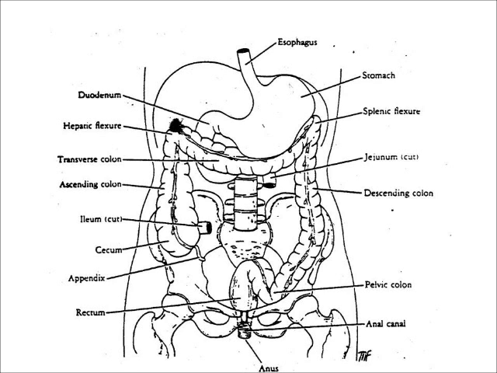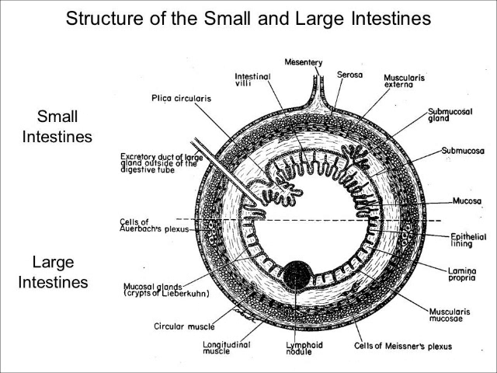This figure shows the structure of both the small and the large intestines, the small on the top and the large on the bottom. You should note that their basic structures are quite similar. Indeed, the wall of the GI tract follows the same basic pattern throughout its entire length. Basically, it consists of four layers. From the outside to the inside, these are the serosa, the muscularis externa, the submucosa, and finally the mucosa.